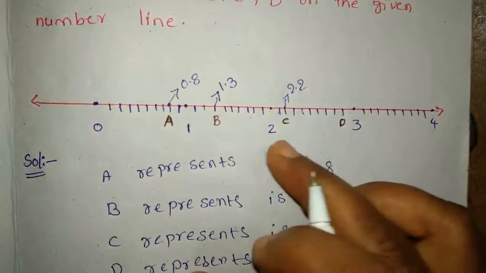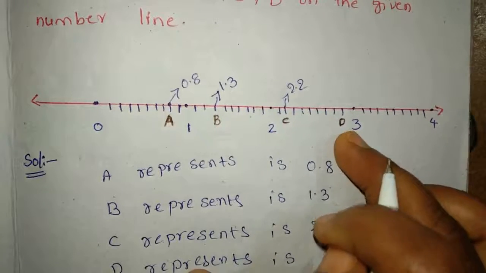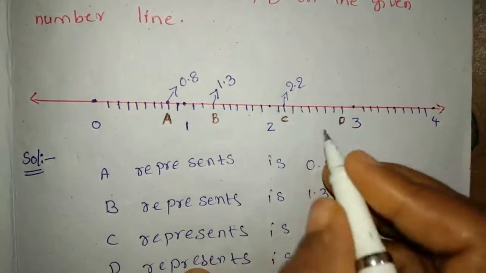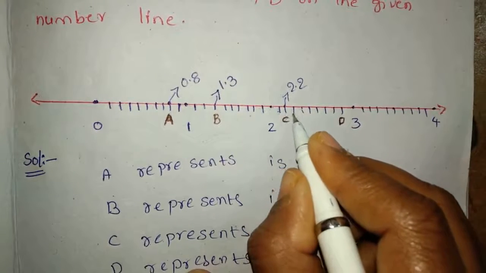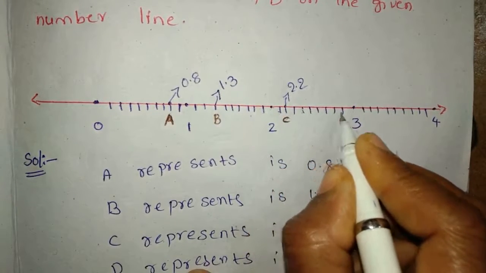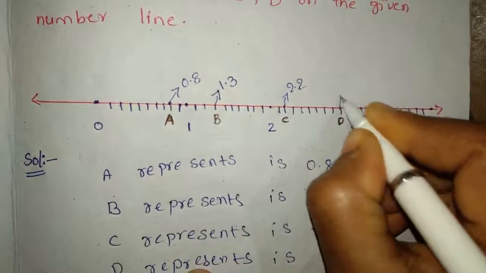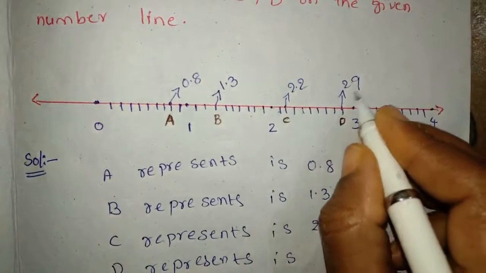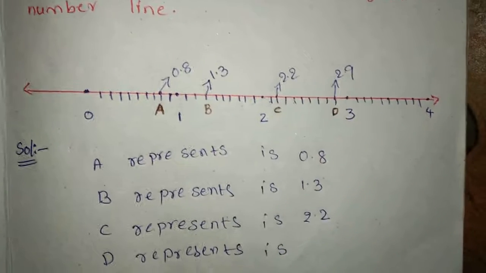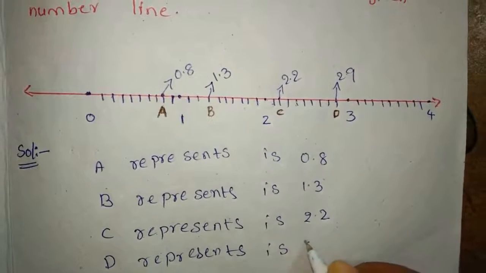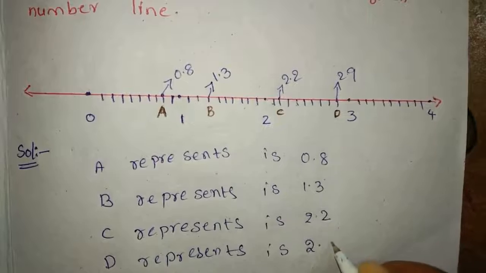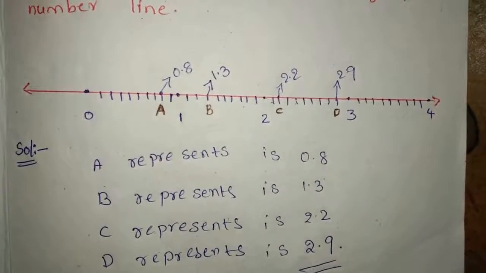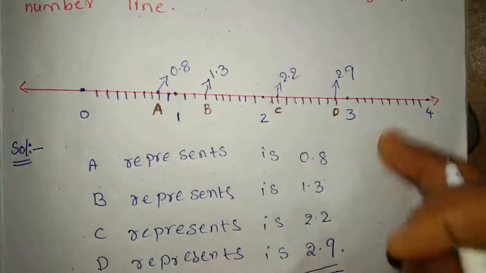Now the next one, D. Here also D lies between 2 and 3. D represents 1, 2, 3, 4, 5, 6, 7, 8, 9. So D represents 2.9. Therefore D represents 2.9 on the number line.